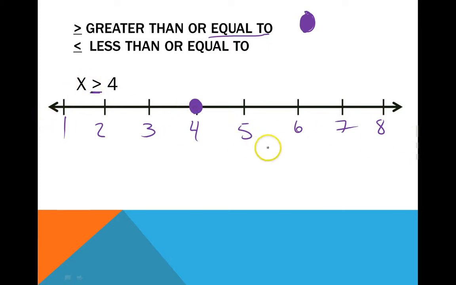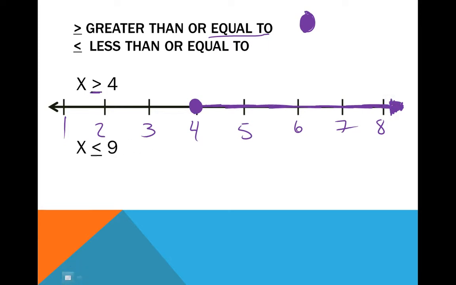Is 5 greater than or equal to 4? Is 6 greater than or equal to 4? Or is 3 and 2 greater than or equal to 4? Well, 5 is greater than or equal to. And you can see the little greater than symbol shows me, since I have my variable on the left-hand side, to shade that way.